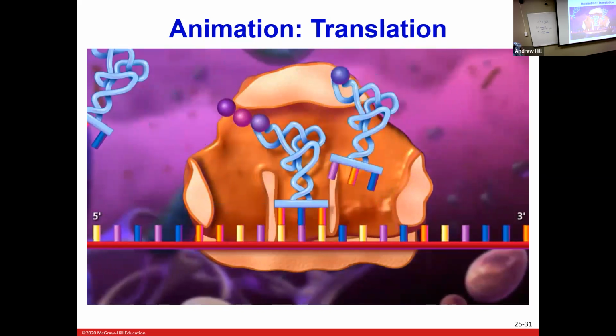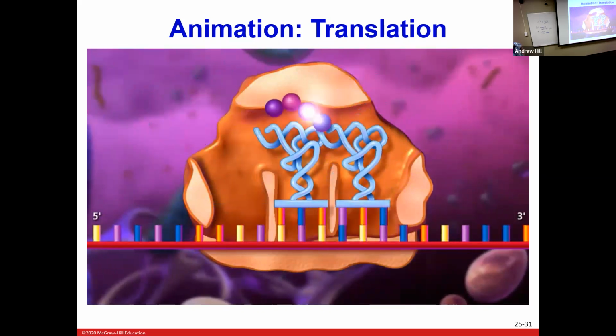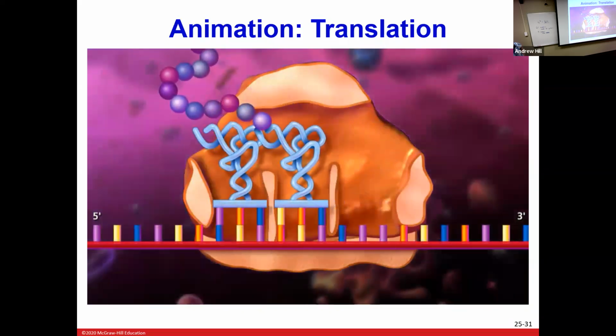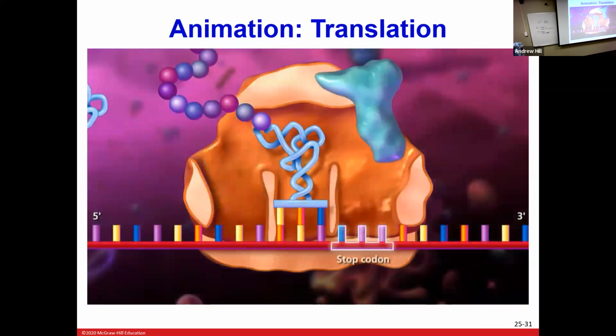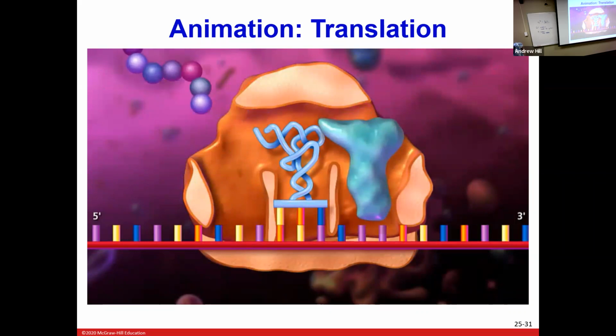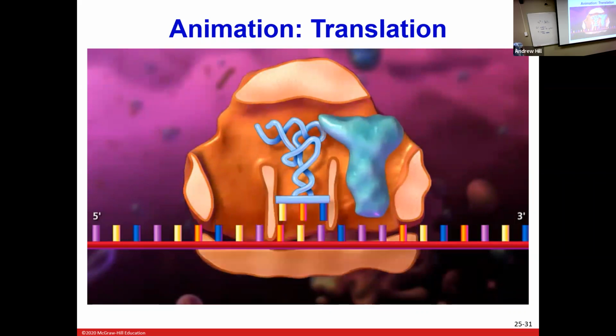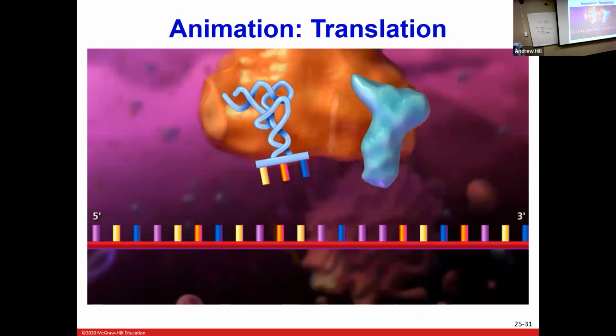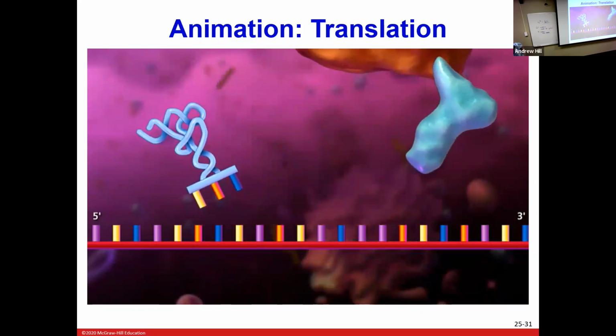Elongation will continue until a stop codon is reached. A release factor binds to the A site at a stop codon, and the polypeptide is released from the transfer RNA in the P site. The entire complex dissociates and can reassemble to begin the process again at initiation.